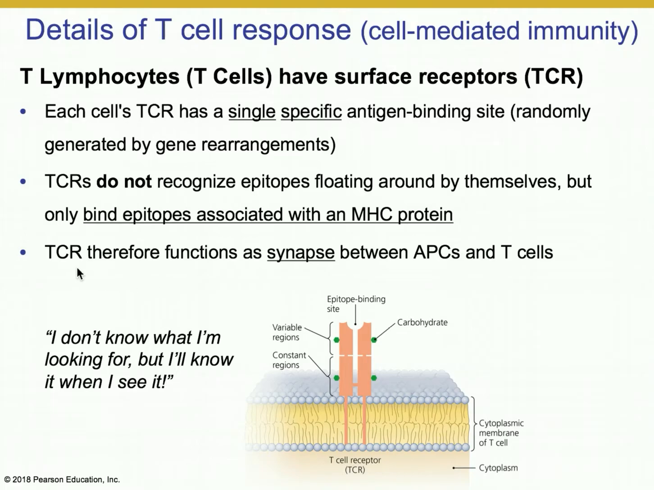The T cell receptor therefore functions as a synapse between the antigen presenting cells and the T cells. I like to say, I don't know what I'm looking for, but I'll know when I see it. This means that at some point, if there's an antigen presenting cell that's displaying an MHC with an epitope, there will be some T cell that will be able to recognize it.